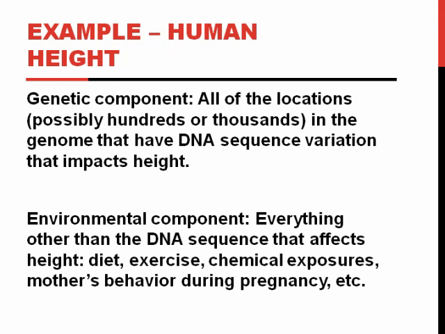Okay, so let's talk about a specific example, human height. I want to think about the genetic part of human height, and I want to think about the environmental part. When I talk about the genetic part, what I mean is all the locations in the genome that have DNA sequence variation that affects height. We don't actually know much about this, unfortunately, and I'll talk again quite a bit about height. But the number of locations could be hundreds, or thousands, it could even be hundreds of thousands. Like I said, we don't know too much about it, although we wish we did. But that's what I mean when I say genetic part.